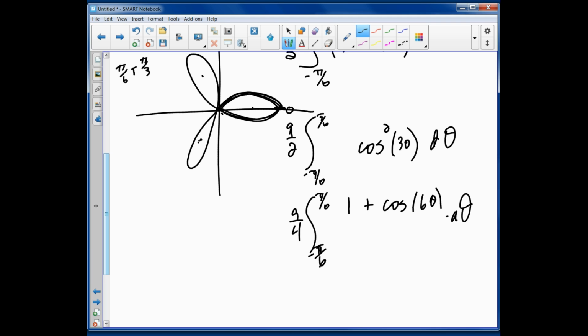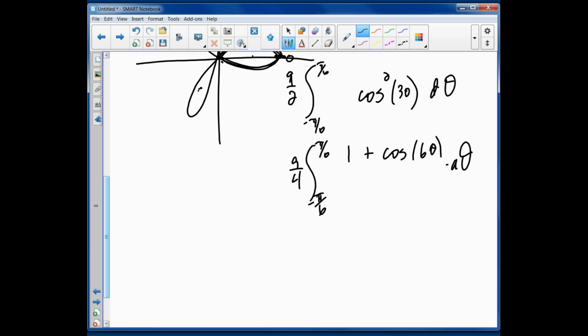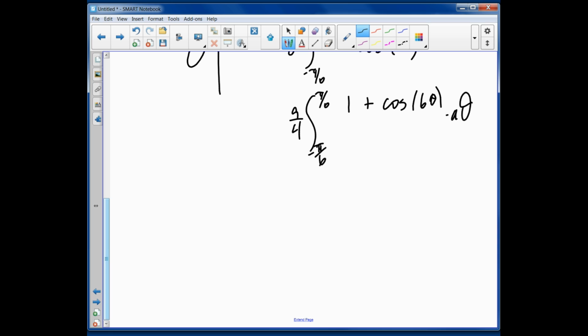If this was over 2 and I moved it over here, now I can. So it's 1 plus cosine 6 theta over 2. Where'd you get the 6 theta? It's a double angle formula, because you have to double 3 theta. Okay so far? And d theta on the end, right?